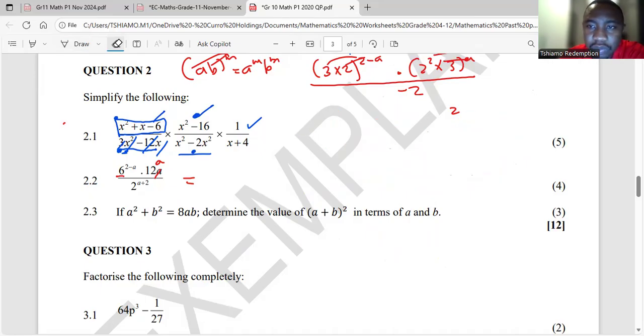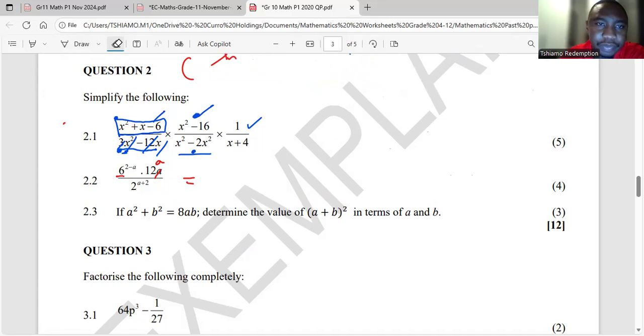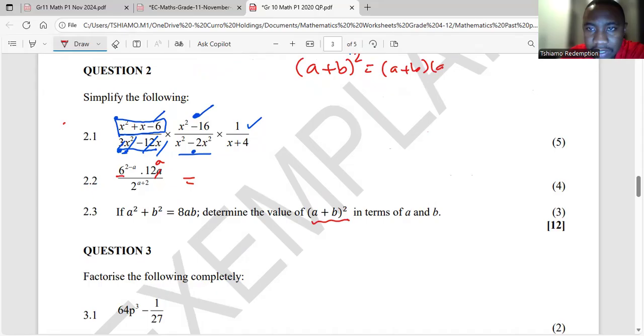Let's try to figure out what they are asking and check out what we can do there. Okay, so this question says, if a squared plus b squared is 8 minus b, determine the value of that one. So this one, let's expand this one first and see how much we get. A plus b, a plus b. So we're going to have same sign inside. Now take that, a squared plus 2ab plus b squared. If I expand everything, I should end up with this.